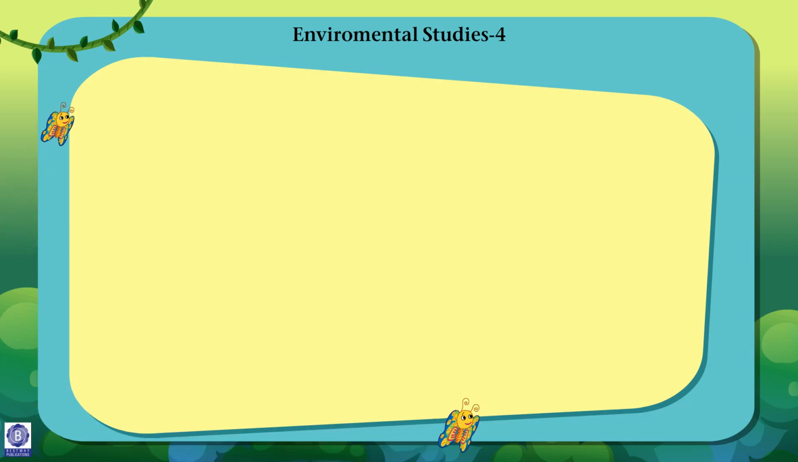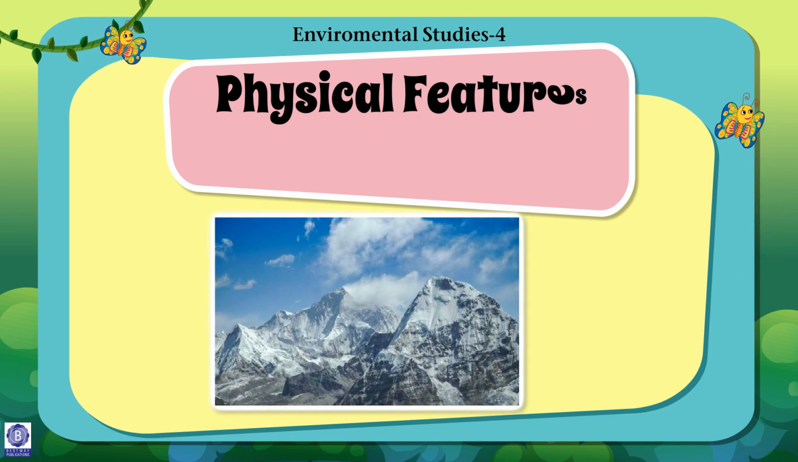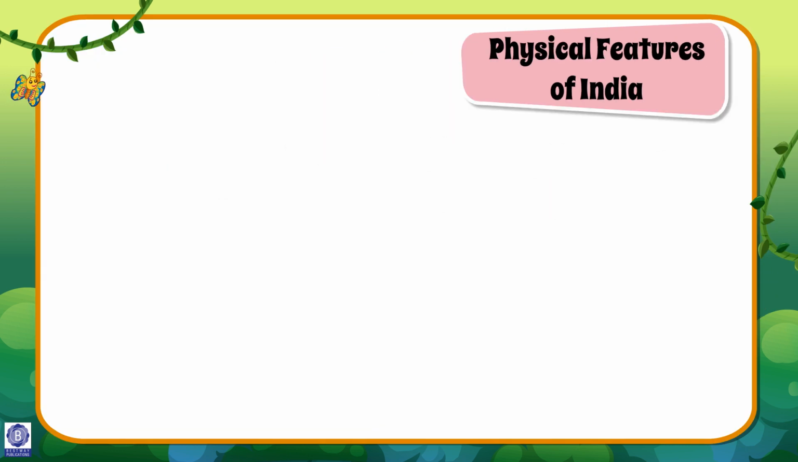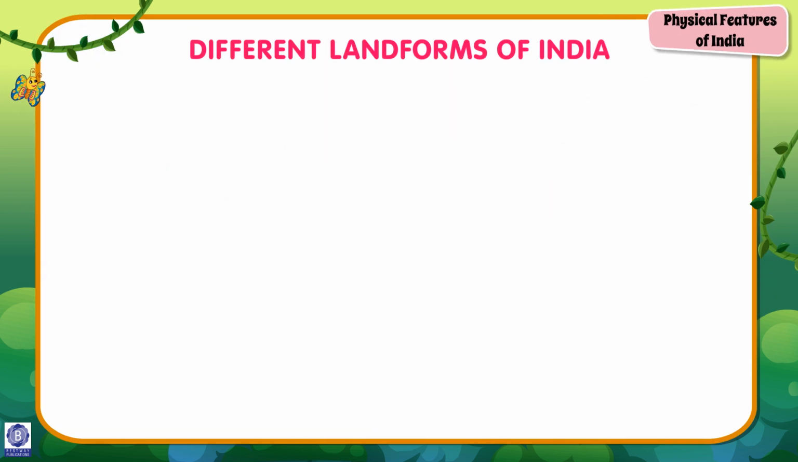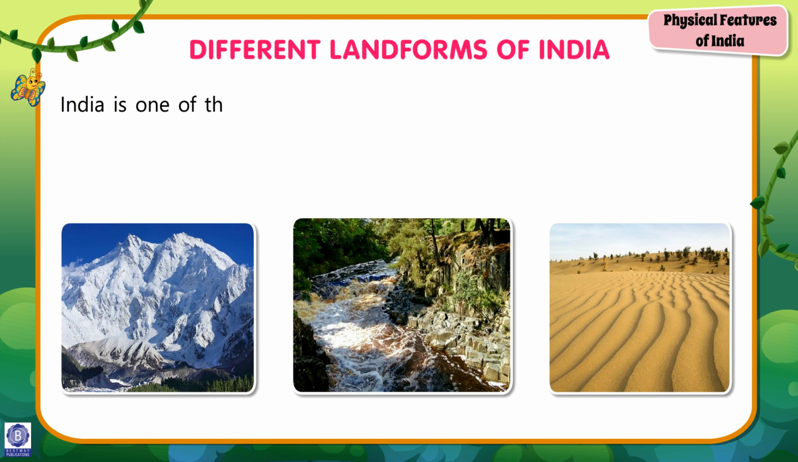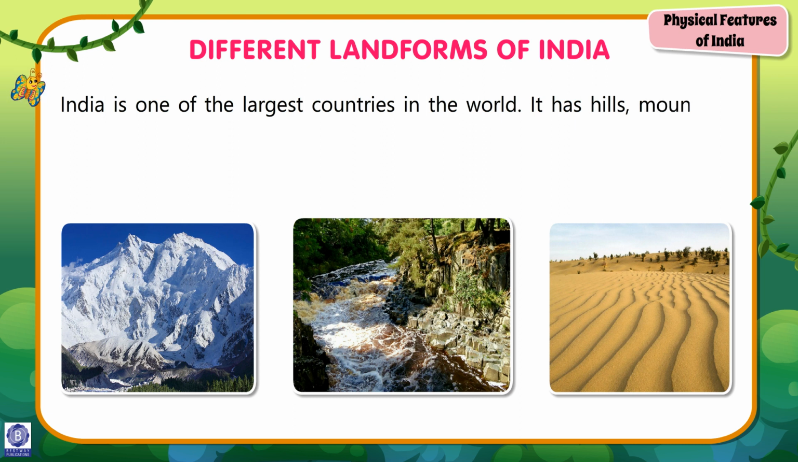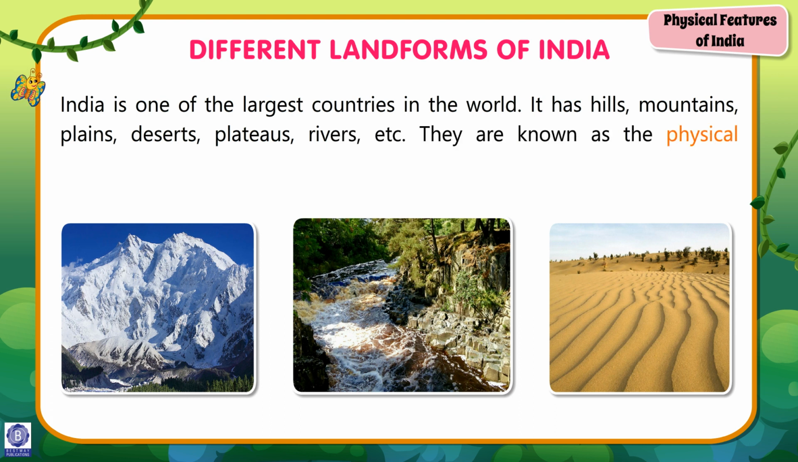Chapter 19. Physical Features of India. Different landforms of India. India is one of the largest countries in the world. It has hills, mountains, plains, deserts, plateaus, rivers, etc. They are known as the physical features or landforms of India.